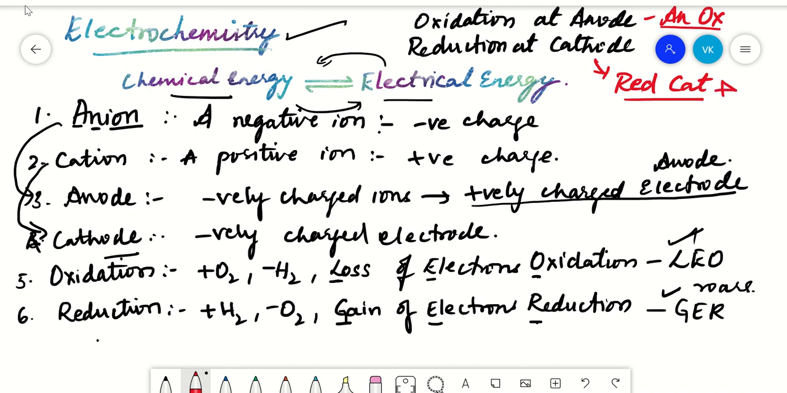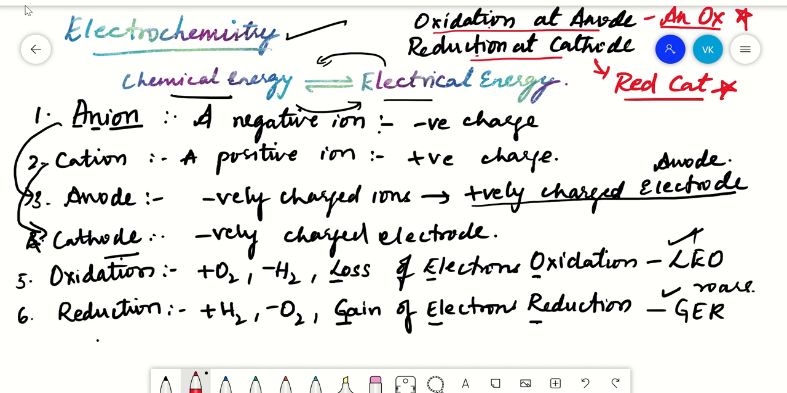So these are very, very important. You need to remember this because in electrochemistry you are mostly involved with anodic reactions and cathodic reactions. Oxidation is loss of electrons, reduction is gain of electrons. All these are important terms that you need to remember in electrochemistry.